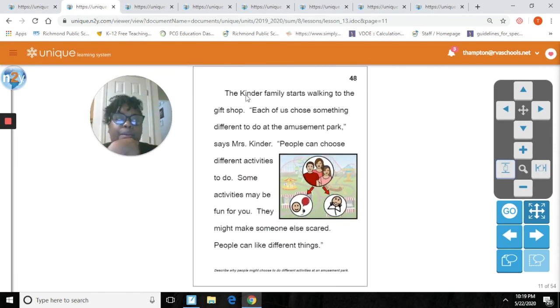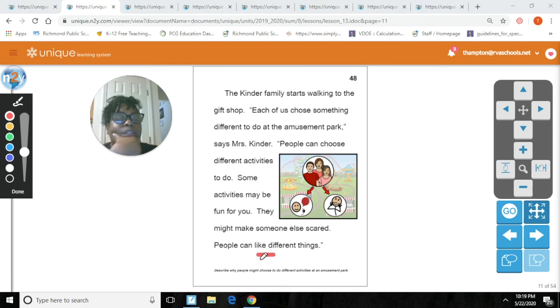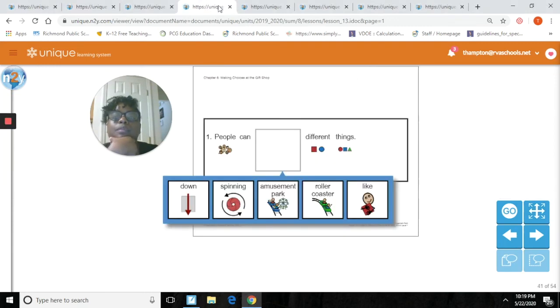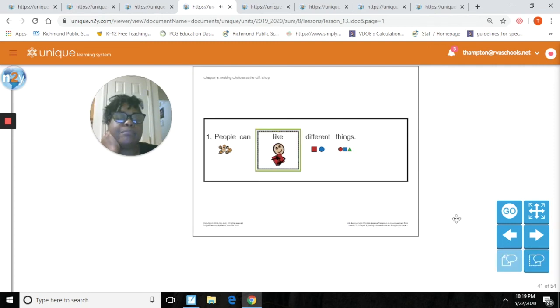And we see here that the Kenneth family start walking to the gift shop, right? And we see right here that people can do what? Like different things, okay? So our key word to look for was people, because that was one of our focus words in the question. So we're going to put like there, okay?